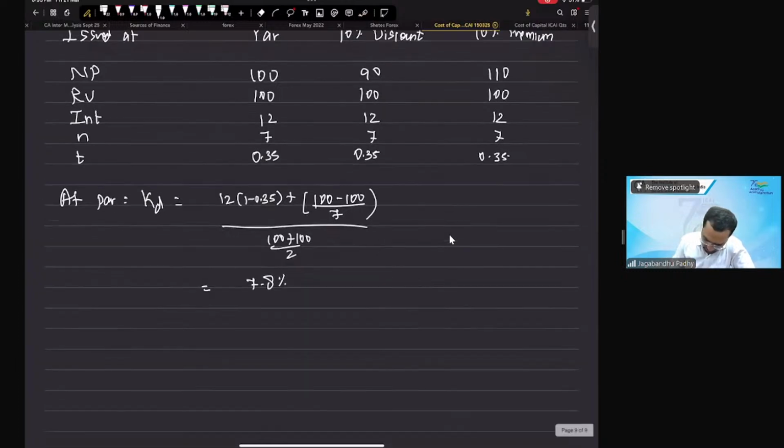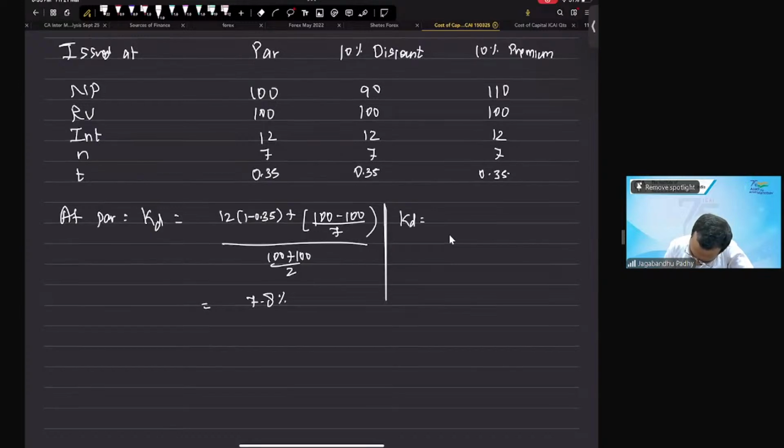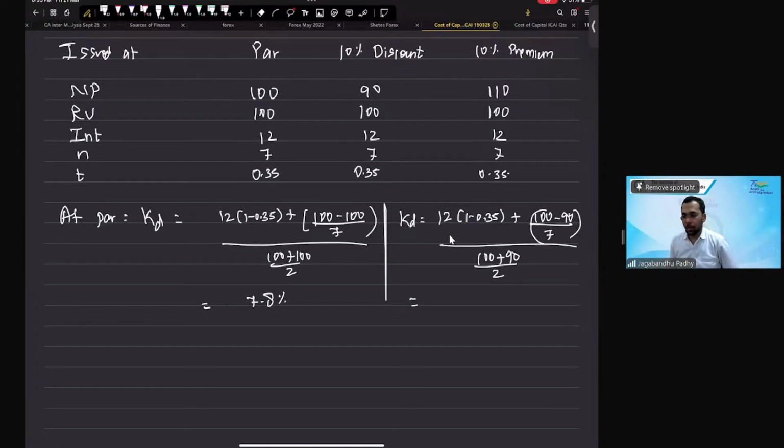calculating the second one, when it is being issued at 10% premium, there the cost of debt will be 12 into 1 minus 0.35 plus redemption value is 100 minus issue price is 90 divided by 7, the whole divided by 100 plus 90 divided by 2. If you are getting this, I think you should get 0.078. 0.078 is 7.8 out of 100. So you can simply write 7.8%. Alternatively, you can multiply by 100 and write the answer as 7.8% also. Either way, it is fine.